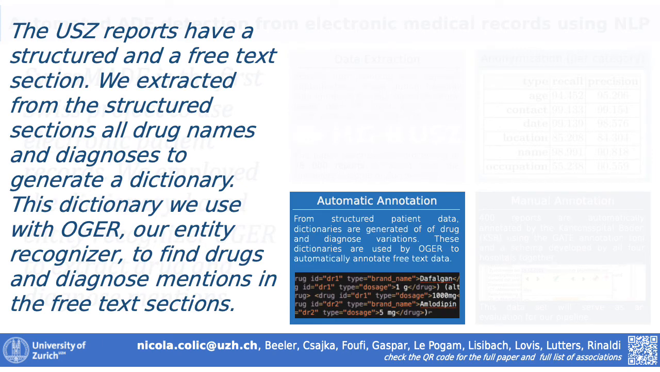Now, the reports that we received contain a structured section, which we use to generate a dictionary of all the drugs that were administered and all the diagnoses that were issued in the reports. And then this dictionary we employ using OGER, which is our own dictionary-based entity recognition tool, to find mentions of those drugs and those diagnoses in the free text sections, which so far have not been processed.